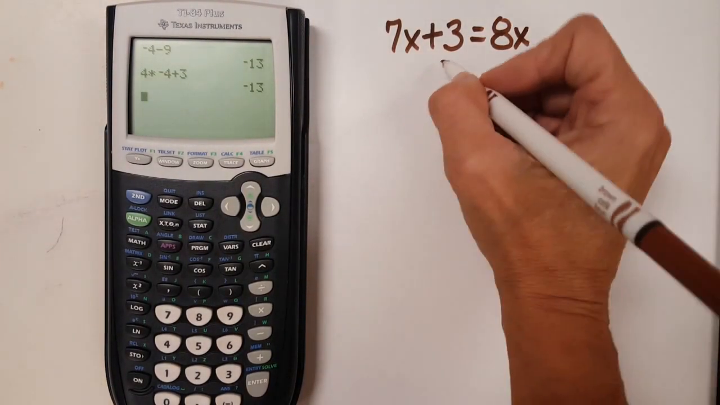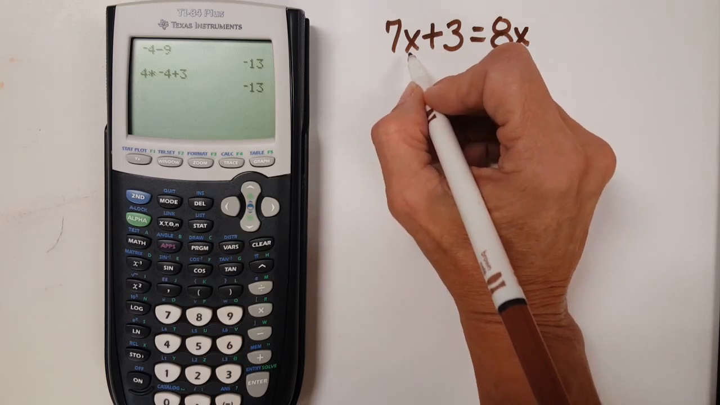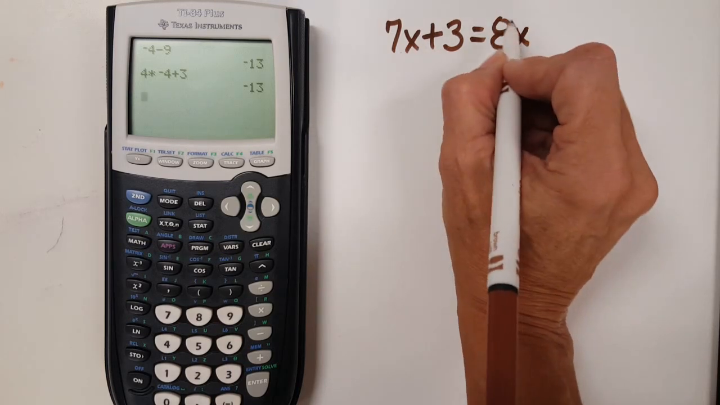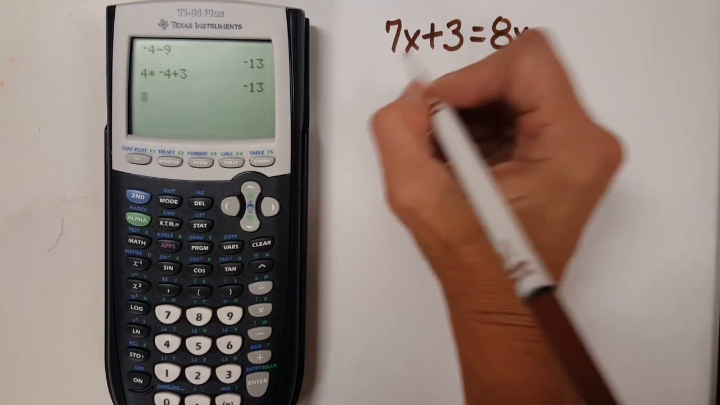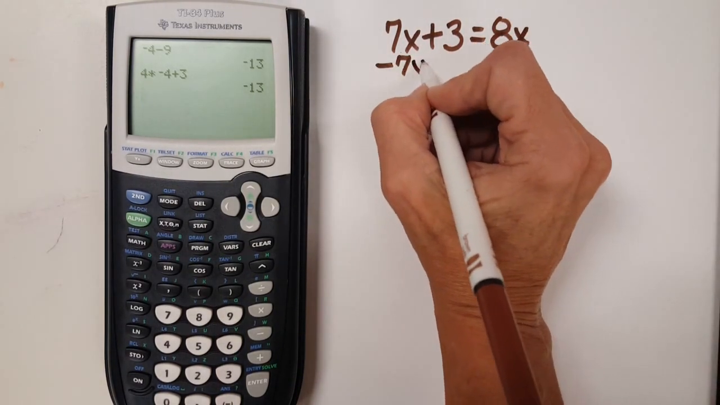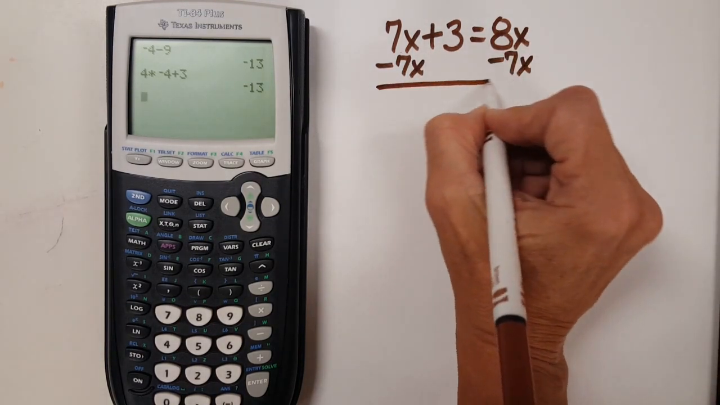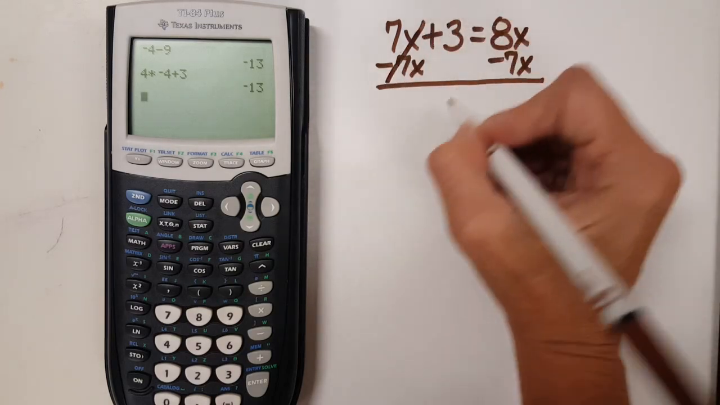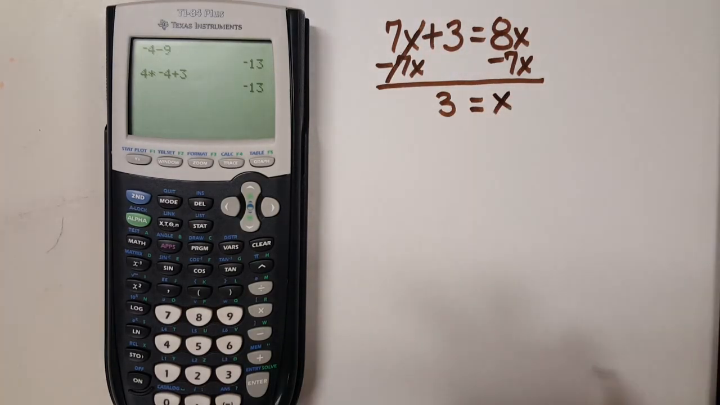So I'm going to do my inverse operations. I need to decide if I want my x's on the left or if I want my x's on the right. I would like to have a positive x whenever possible, so I'm going to go ahead and remove the x's from the left. So I'm going to subtract. So that is now 0, and 3 equals x. That was really simple. That's why we chose this one.